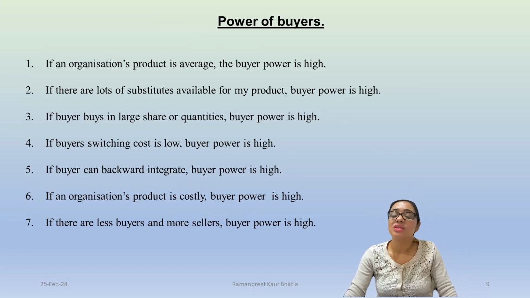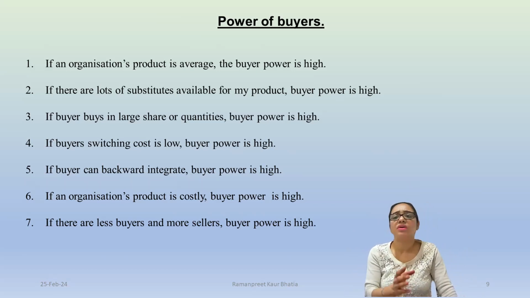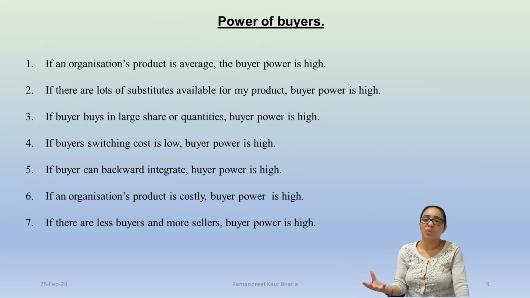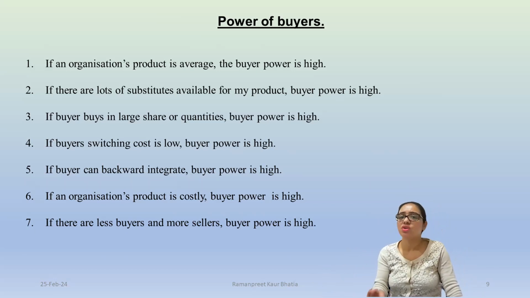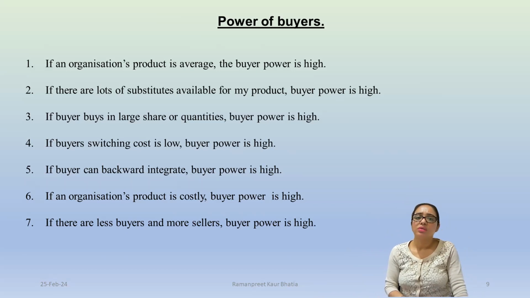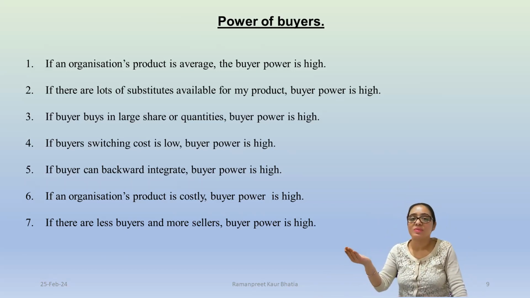Next is if the buyer's switching cost is low, he can easily leave me and go anywhere else. His power is high in that case. We can take an example of office supplies. They're easy to find. I'm buying some products from one shop, but there are so many other shops available that I can easily go to and buy that product. My switching cost is very low. So the power of my buyer is high in that case.